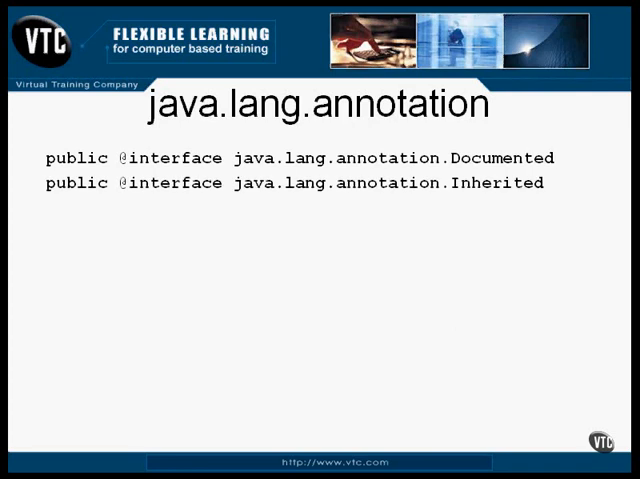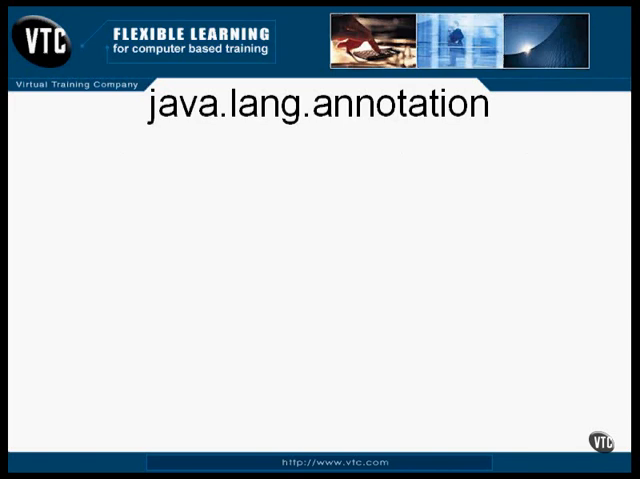Here's one you haven't seen. If you mark an annotation as Inherited and you use that annotation on a class, the annotation is inherited by all the subclasses of that class as long as they have no annotations of their own. There is more coming about annotations in a future lesson, but the next lesson is taking a look at the structure and the purpose of the java.lang.instrument package.